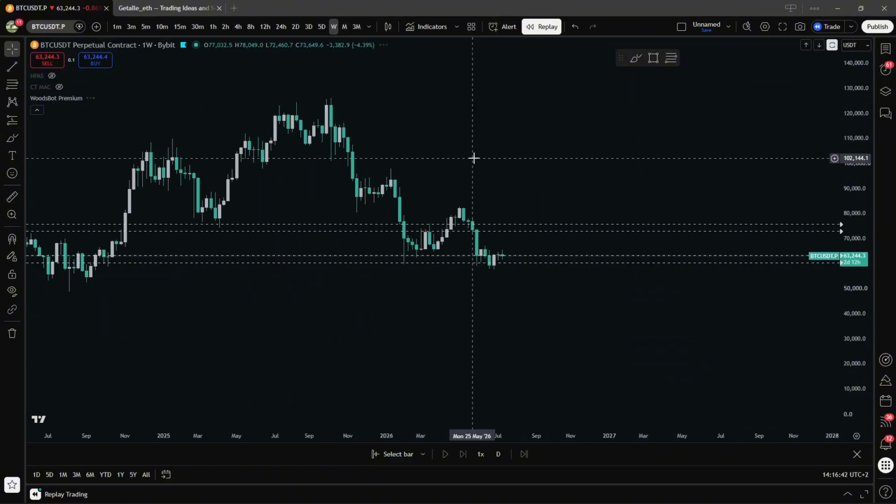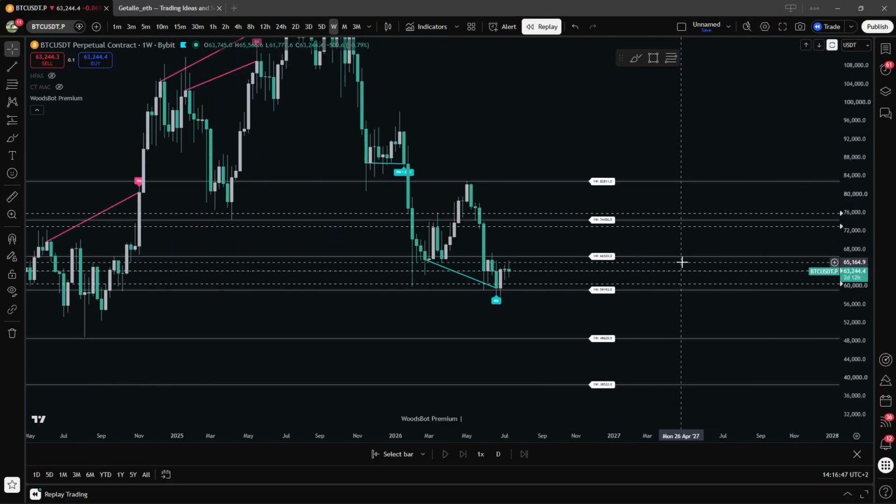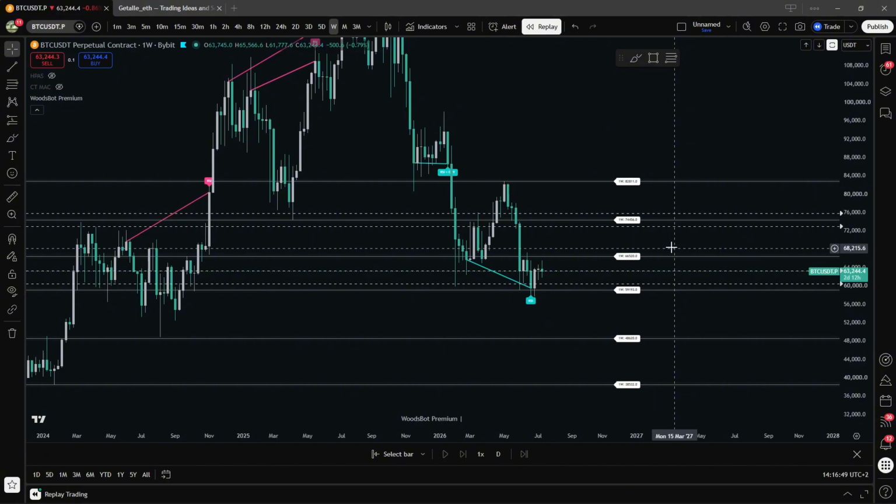I also use the weekly time frame for my higher time frame bias. The weekly I use actually quite often. So whenever a weekly candle closes, I look at, did it close below or above key levels? The weekly candle really forms my bias for the next week.